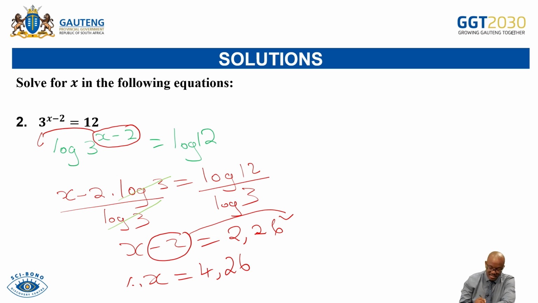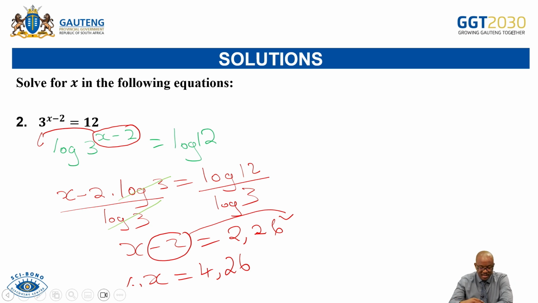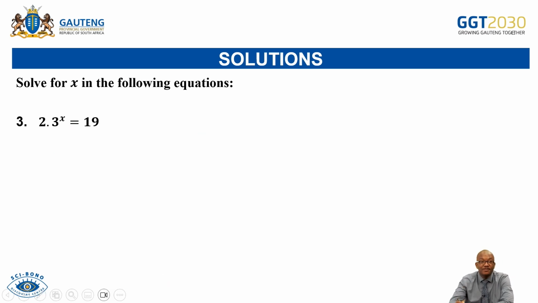So I hope it was clear. We move forward to the next one. In this case, you can see it is different from the previous one. In the previous one we only had 3 as the base, hence we didn't have to divide first. Now looking at this one, we have 2 multiplied by 3 to the power of x, or to the exponent of x.